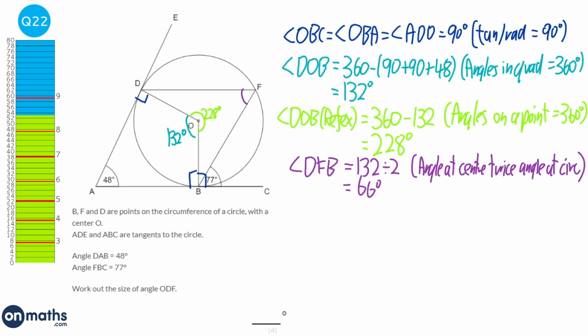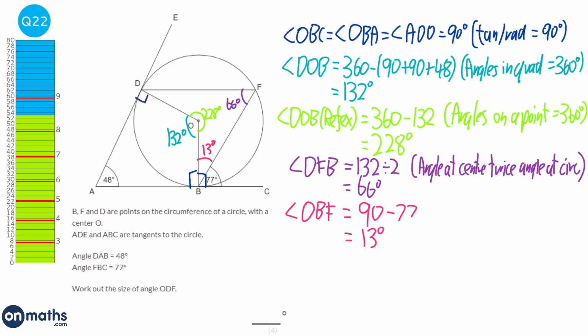Okay, the next one we're going to work out is this angle here, which is angle OBF. There's no reason for this, it's just the whole thing is 90. We're taking away the 77, so that would be 13 degrees. So that's a nice easy one. Let's just put the 66 degrees on our diagram as well.